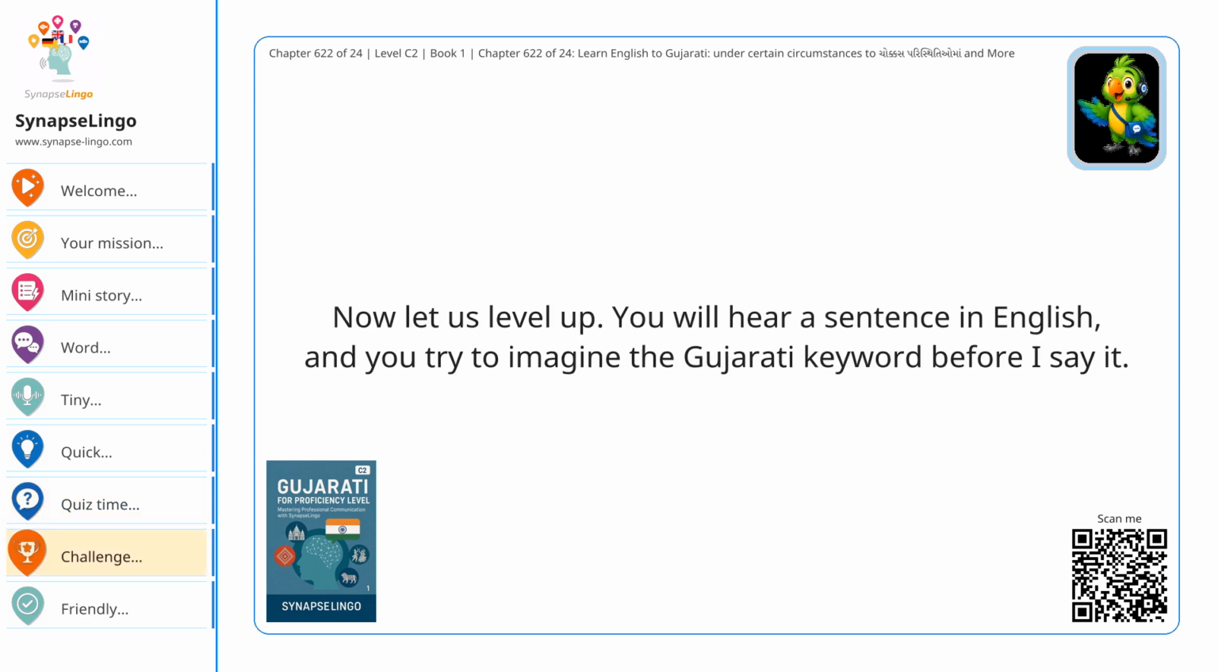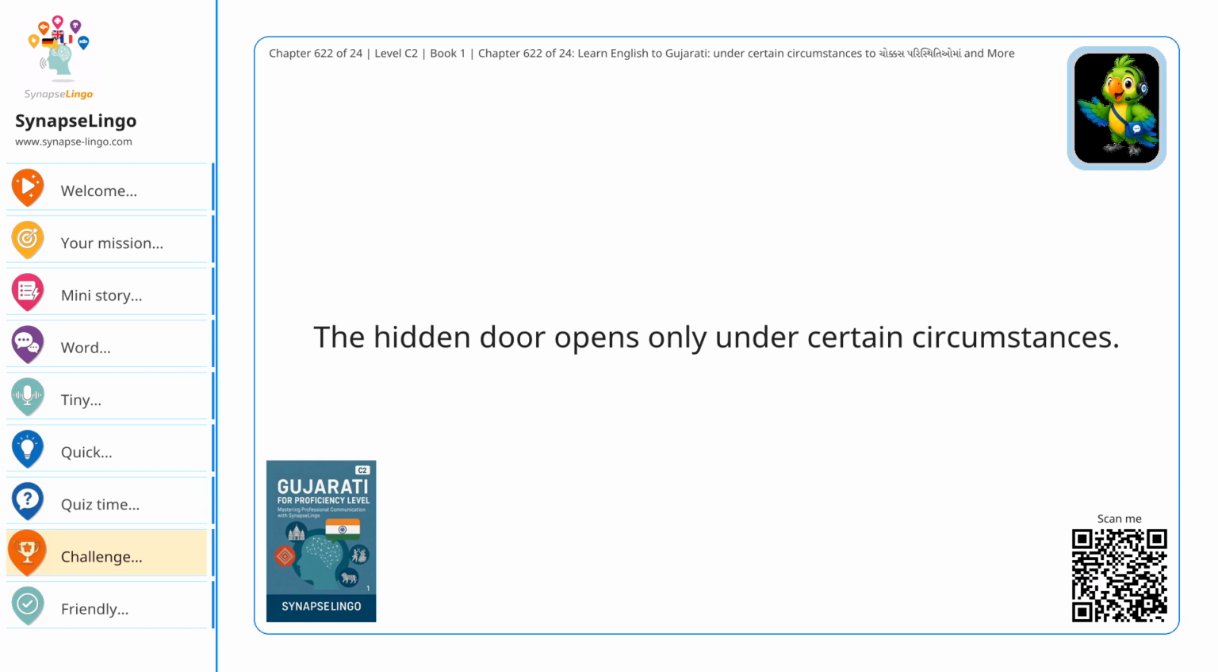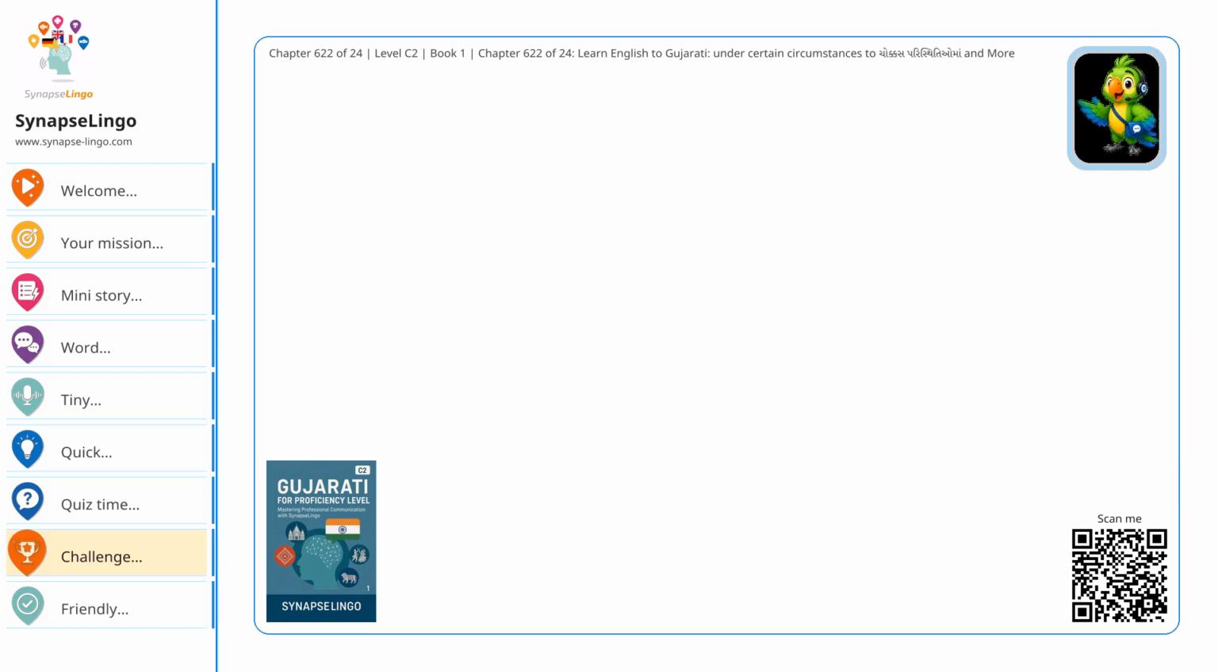Challenge round. Now let us level up. You will hear a sentence in English, and you try to imagine the Gujarati keyword before I say it. The hidden door opens only under certain circumstances. Keyword. ચોક્કસ પરિસ્થિતિઓમાં. Take a sweater if necessary. Keyword. જરૂર પડે તો. The town remained largely unchanged. Keyword. મોટા ભાગે.